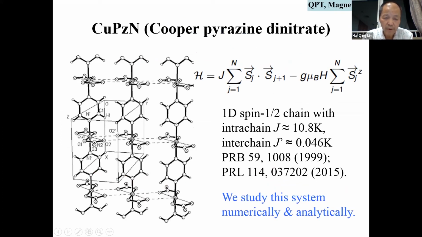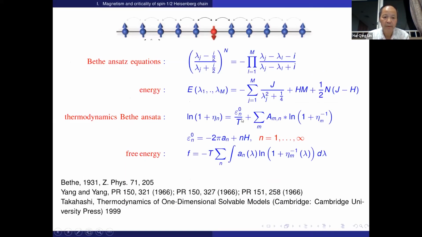We are going to apply the Wilson ratio to this system, which is a one-dimensional spin one-half chain. If you look at these parameters, the intrachain coupling is much larger than the interchain coupling, so it is quasi one-dimensional and can be described by this Hamiltonian. This Hamiltonian can be solved by the Bethe ansatz, and also by the finite temperature Bethe ansatz, and from there you can calculate energy as a function of temperature. Then you can calculate susceptibility and heat capacity.